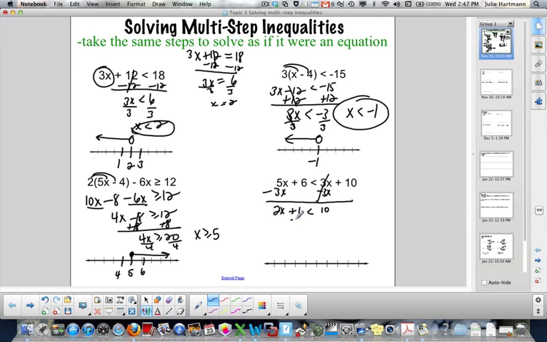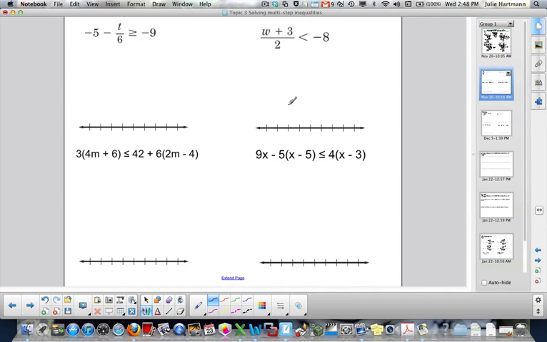And now I'm down to a multi-step, minus a 6. 10 minus 6 is 4, and divide by 2. So x is less than 2. I divided, but not by a negative, so it stays less than. 2, less than is open, less than to the left. Okay. I'm going to keep going with some more examples here.